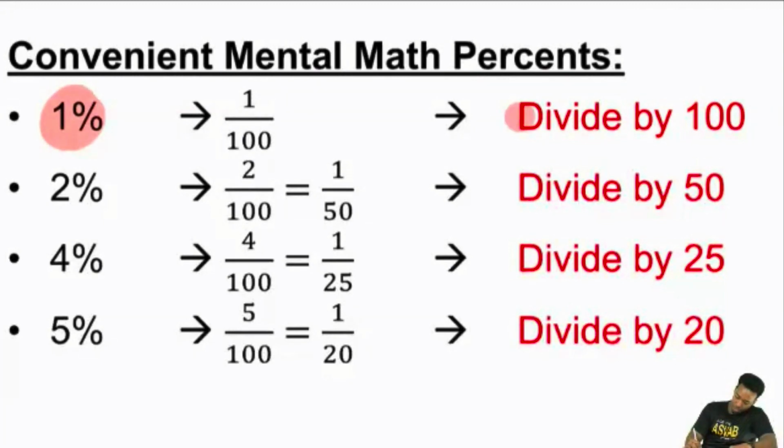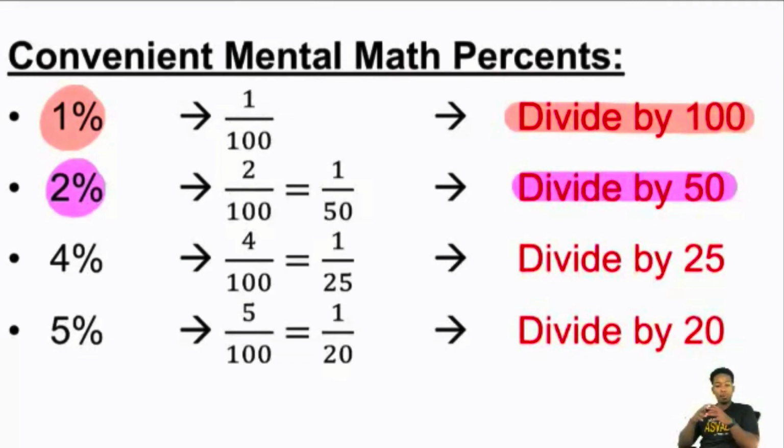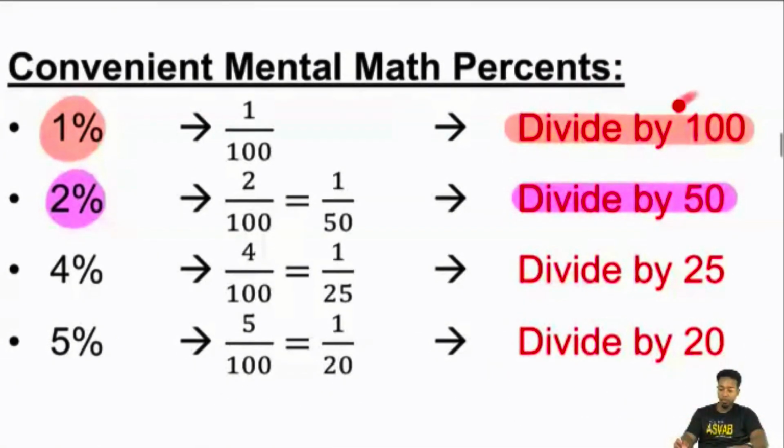1% is the same as dividing by 100. 2% is the same as dividing by 50. So let me pause right there. Remember, if you ask yourself, okay, I'm taking 2%, well, the thing is, 2 fits into 100 50 times. And so that's why you divide by 50. You can also say, well, 100 divided by 2 is 50, so divide by 50. You can also say it like this: 1 fits into 100 100 times, so divide by 100.